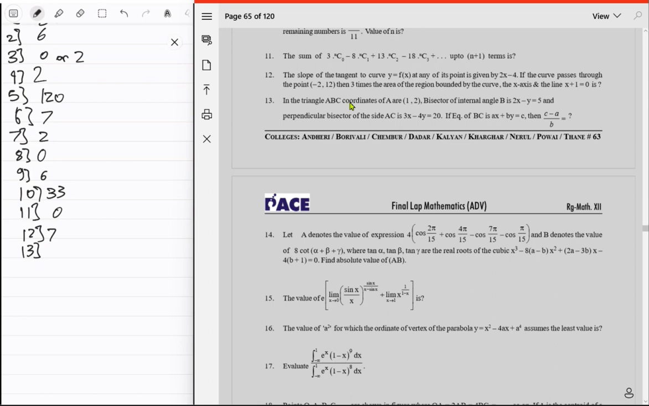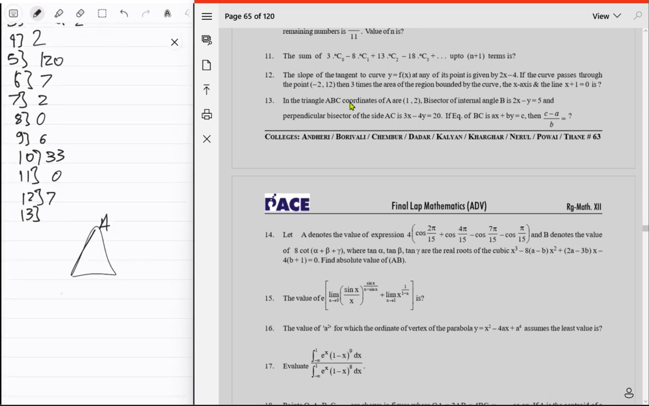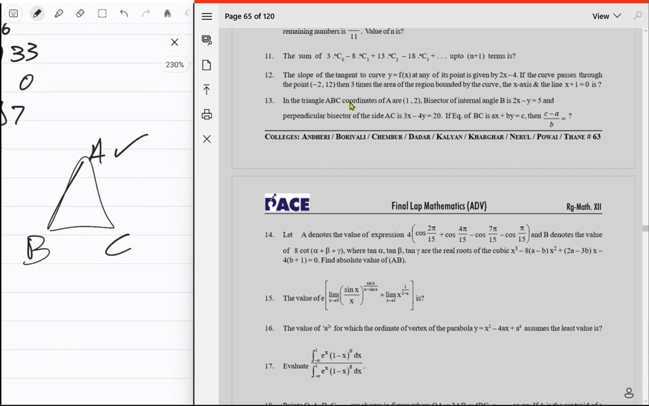Bisector of internal angle of B. तुम्हें क्या क्या दिया? तुम्हें A, B, C, तुम्हें A दिया हुआ है, तुम्हें इंटरनल एंगल ऑफ B, ओके, इसका इक्वेशन तुम्हें दिया हुआ है. ऑसम. एंड द परपेंडिकुलर बाइसेक्टर ऑफ साइड AC. AC का परपेंडिकुलर बाइसेक्टर. हाँ.